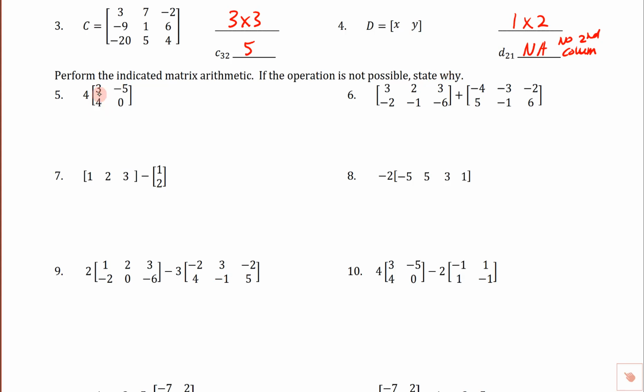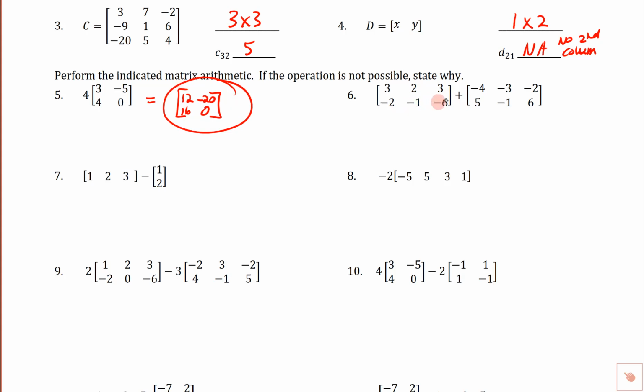So on this right here, we've got some scalar multiplication. So it's basically like distributing. So we're going to get a 2 by 2 matrix that's the solution, and we're going to multiply every one of these elements by 4. So this is going to be a 12. This is going to be a -20. Multiplying here, we get a 16, and 4 times 0 is 0. So there's our answer right there.